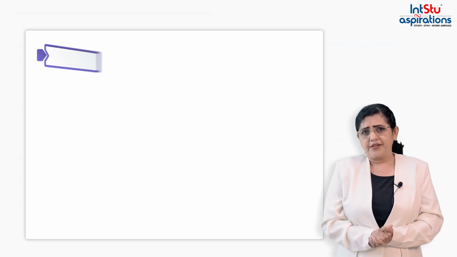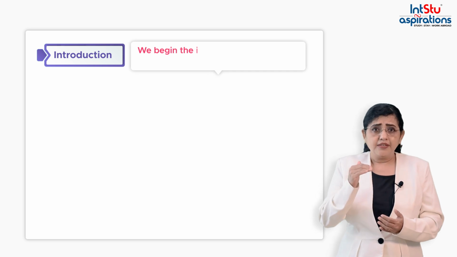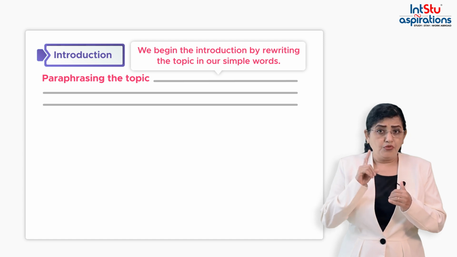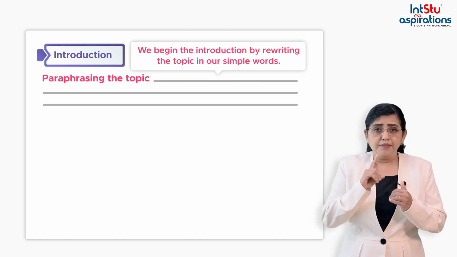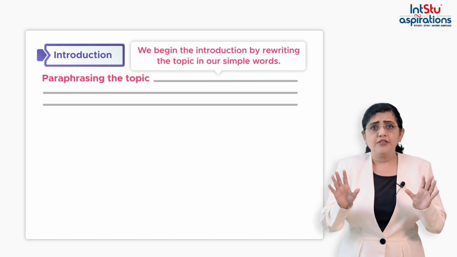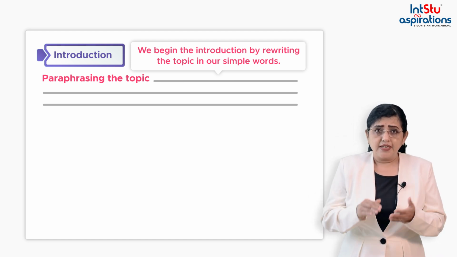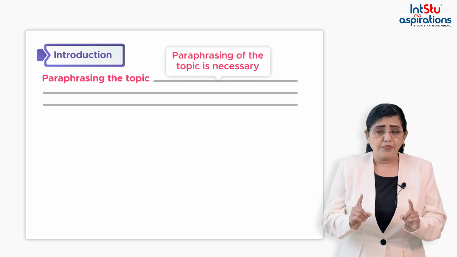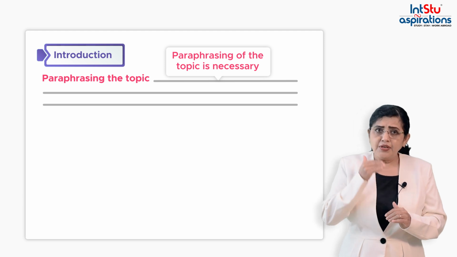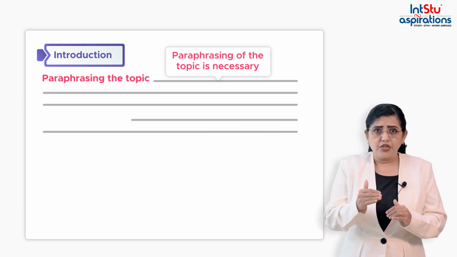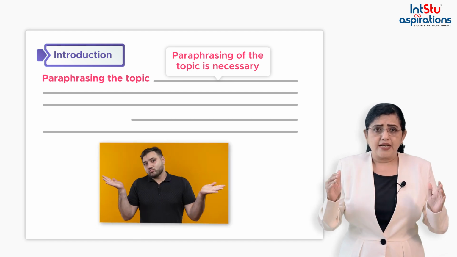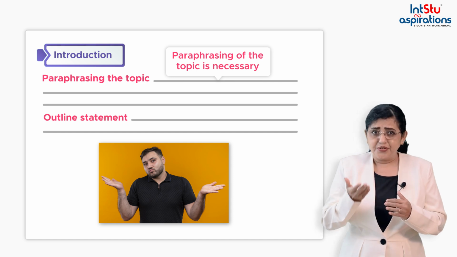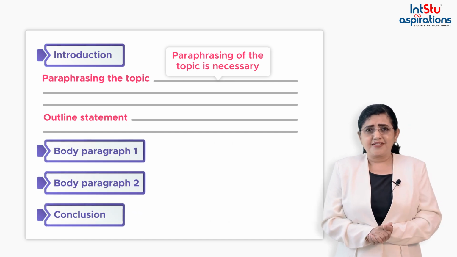So let's revise the pattern of the introduction. We begin the introduction by rewriting the topic in our simple words. Do not forget this. I have read many introductions where students do not mention the topic at all, which means the examiner or the reader will not be able to know the topic. So paraphrasing of the topic is necessary. Then we present the general statement of the situation by taking no sides, which is called an outline statement. Later, we disclose our opinion or thesis statement.